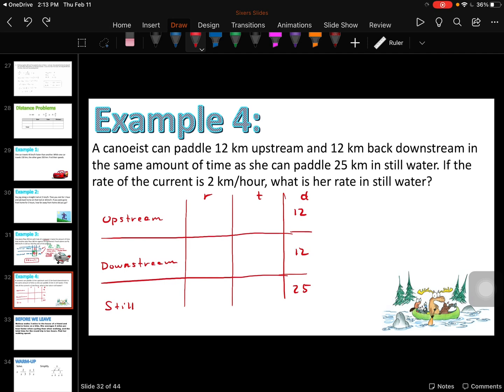Now they also tell us that there's a current. We don't know the rate of her in still water, so I'm going to say this is just her rate, her R. But when we're going upstream, the current, which I said is 2 kilometers per hour, is going to slow us down. So this is going to be your rate minus 2. When you're going downstream, it's going to increase your speed because the current's working with you rather than against you like upstream. And now we're going to set up our equation based on the time because that's our missing variable.